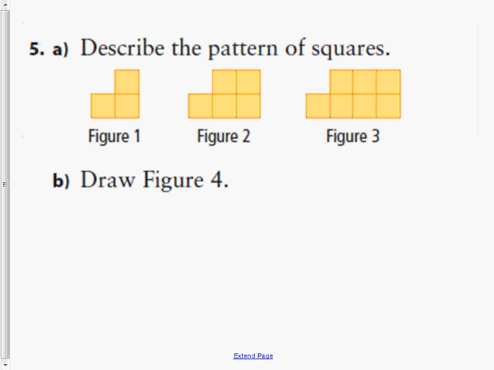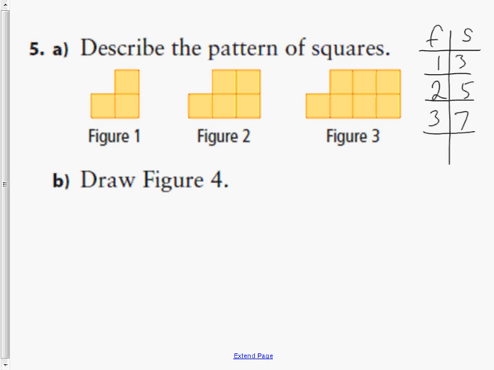Now we get into some meat and potatoes questions. Question 5 says, describe the pattern with squares. So the first thing I'm going to do is I'm just going to see if I can make a table with this, just to see if I can organize my data. Figure 1, 3 squares. Figure 2, 5 squares. Figure 3 is 7 squares. It says draw figure 4.